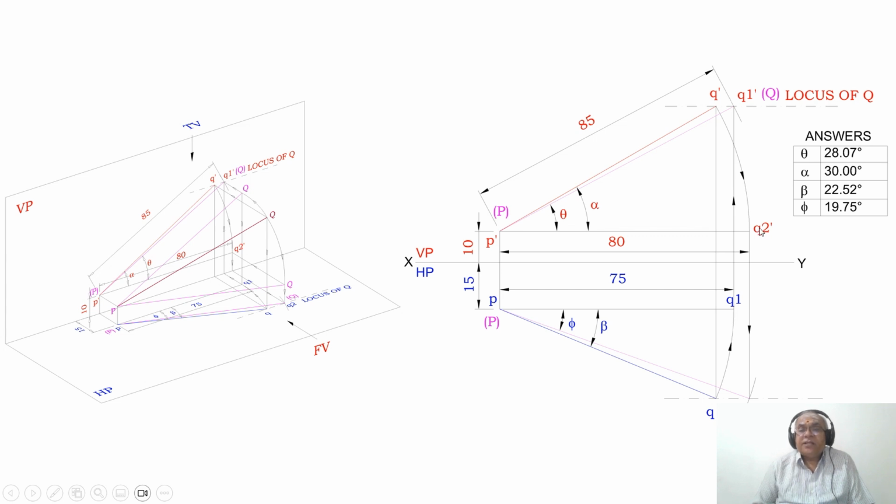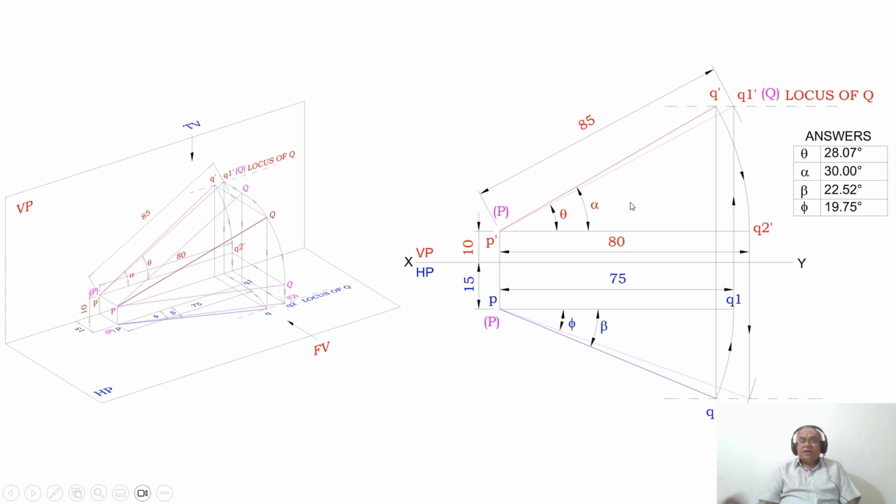But actually the locus of Q in the front view is above HP by this distance. Therefore, with P dash as center, taking the radius P dash Q2 dash, you draw an arc till it reaches the locus of Q in the front view. Once it touches the locus of Q in the front view, that point is considered as Q dash. Then join P dash Q dash with a dark line and mark this angle as alpha.